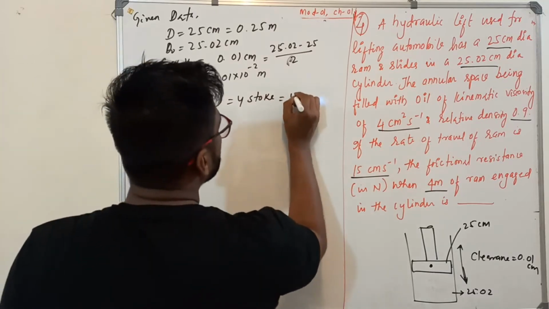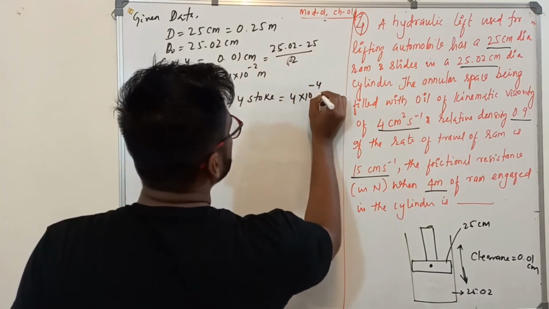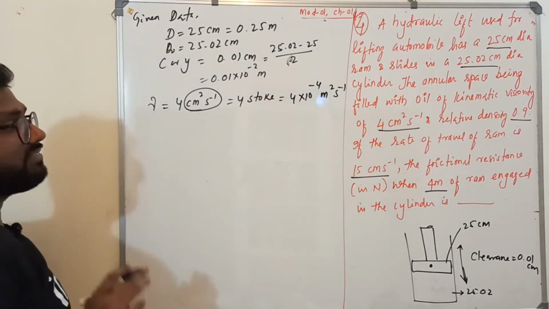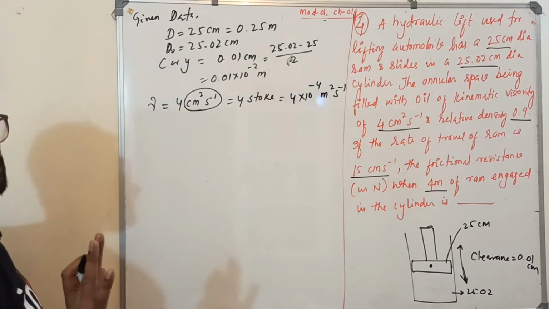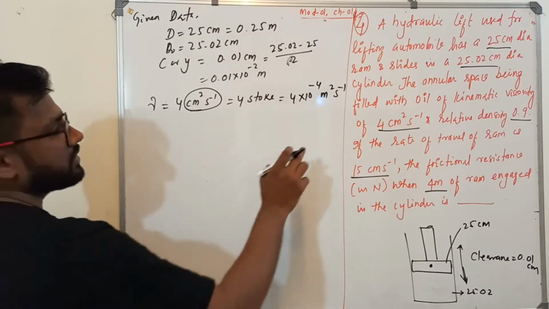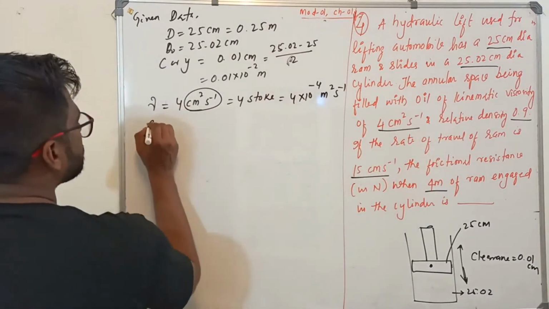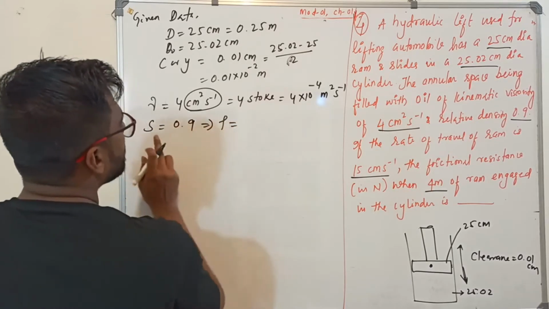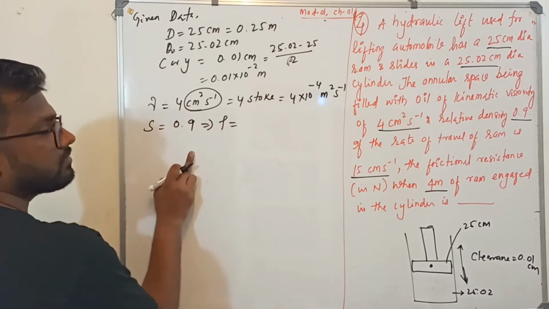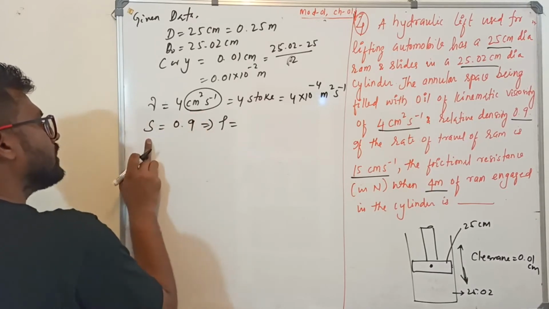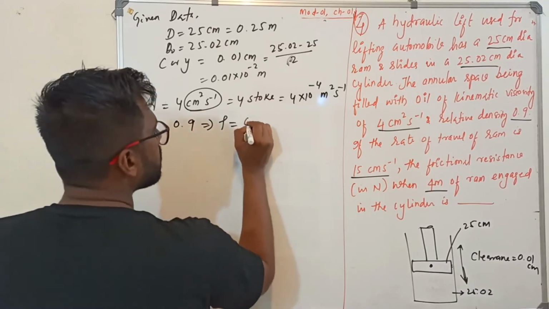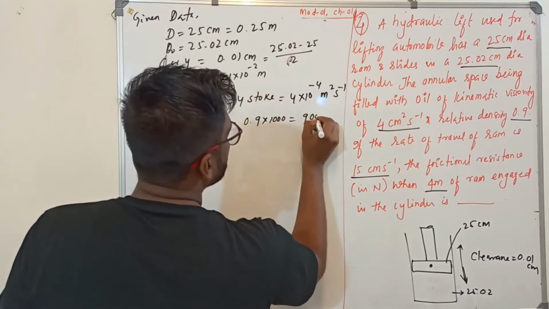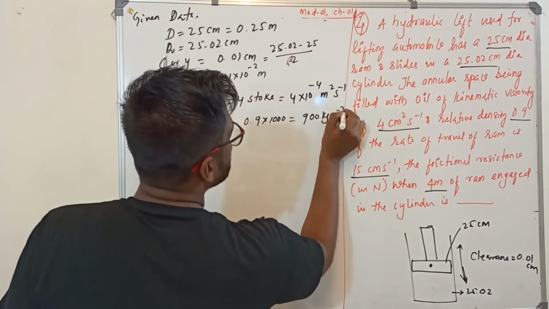So 4 Stoke is 4 into 10 to the power minus 4 meter square per second. Everything we have covered in our theory. Then relative density, specific gravity or relative density 0.9. Then what is the density? Relative density is density of matter by density of water. So density of matter equals relative density into density of water. So 0.9 into 1000, that is nothing but 900 kg per meter cube.